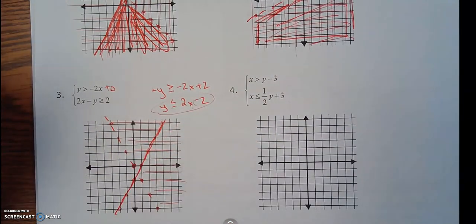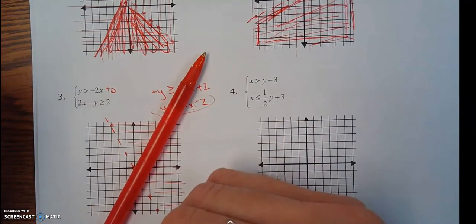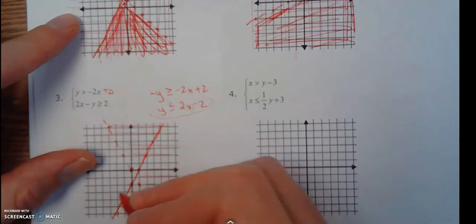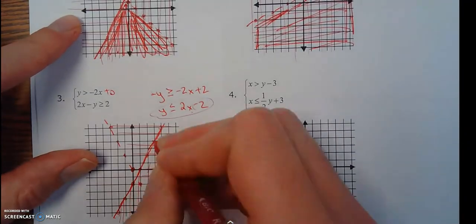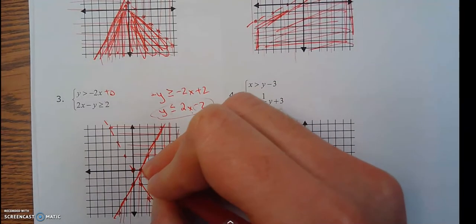Now I'm going to shade below it because y is less than. And if that is a roof, bottom side, top side, the inside you're safe. So bottom side. So I'm going to shade on this side. Now where is it shaded twice? It's over in this region right here.